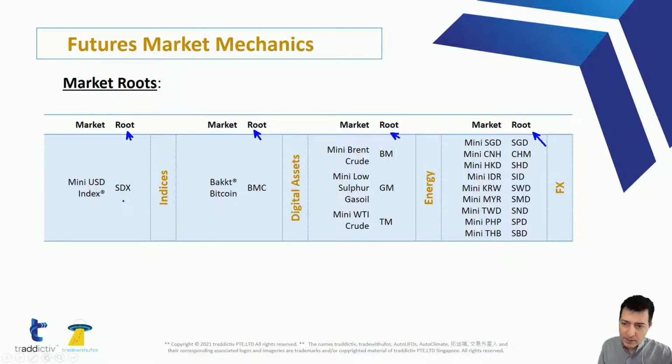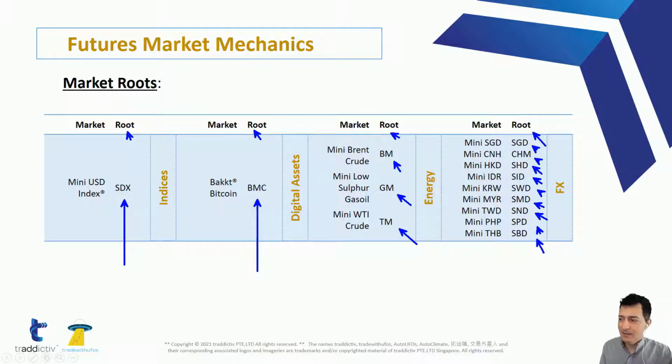Okay, so what's the ticker symbol? What's the root for the dollar index? It's SDX. What's the root for Bitcoin? BMC. What about the Brent? BM, gas oil, GM, WTI, TM. And then for the currencies, we got SGD, CHM, HHD, SID, SWD, SMD, SND, SPD, SBD.